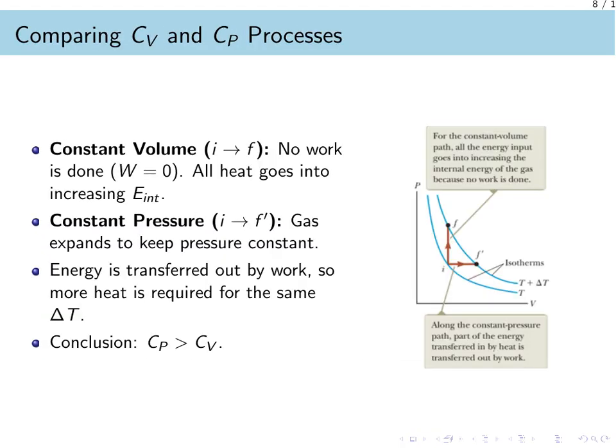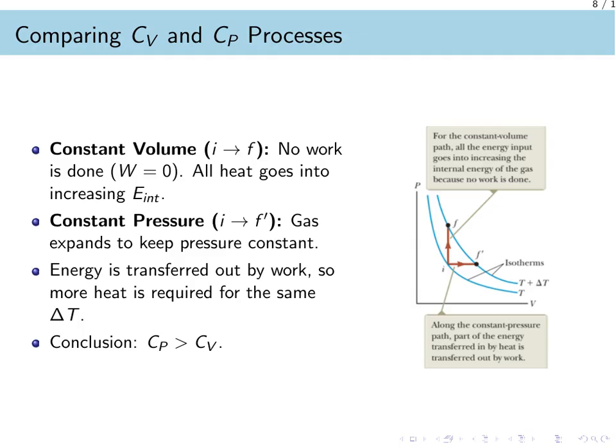In a constant volume process, shown as the path from I to F, the volume does not change, so no work is done. This means all the heat energy entering the gas goes directly into increasing its internal energy. However, in a constant pressure process, shown as the path from I to F prime, the gas expands as it is heated. As the gas expands, it does work on its surroundings, meaning some of the energy being added as heat is immediately lost as work.